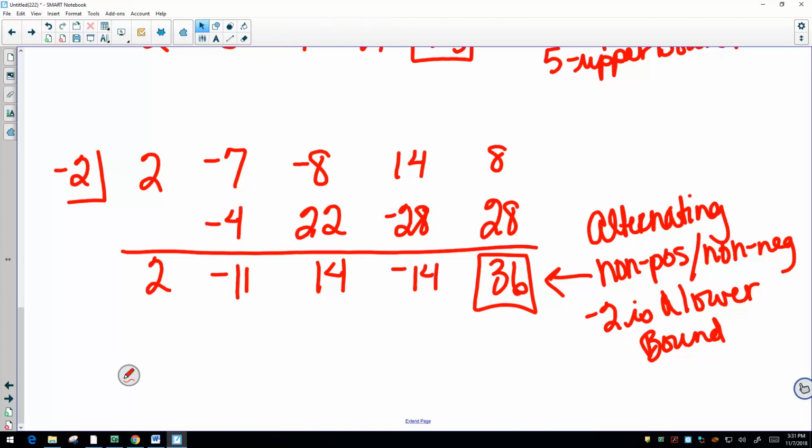So we've just gone over how to do synthetic division, how to find some factors, how to test if it's a 0, and find upper bounds and lower bounds. I know that this is a lot. Again, we'll go through this in class and practice. Please feel free to let me know if you have any questions.